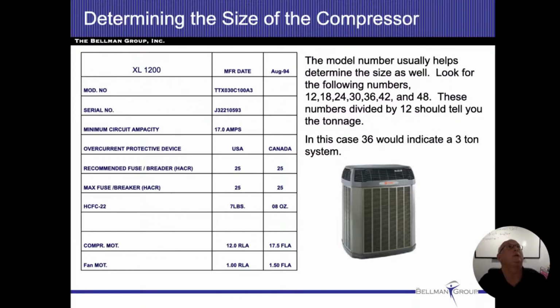The next number I want you to look at is the minimum ampacity. The minimum circuit ampacity is talking about the wire size, basically. So when this unit is running, I need to be able to allow 17 amps to flow through this system. If I start doing my wire gauge measurements again, and what I should have committed to memory, I know that a 14 gauge wire is only good for 15 amps. Well, this is telling me I need at least 17 amps. So that 14 gauge wire isn't going to cut the mustard.